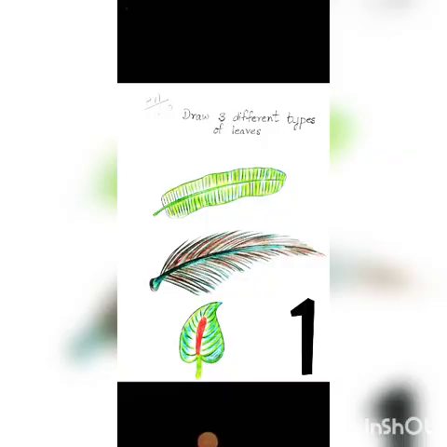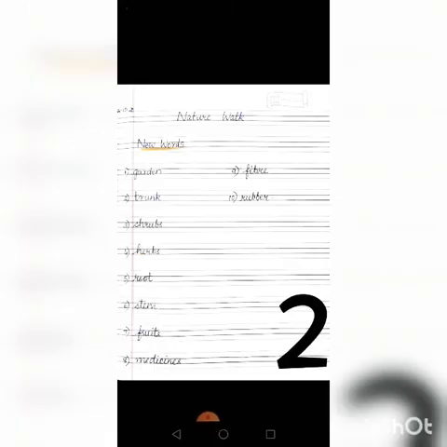Dear children, I'm sending you the notes of this lesson, Nature Walk. This was last week's homework. I'm sure you all have drawn. You had sent me the picture, so I know. Even I have drawn 3 leaves in my book. Okay? Page 2, you have to write down all the new words of the lesson. Garden, trunk, shrubs, herbs, root, stem, fruits, medicines, fiber, rubber.